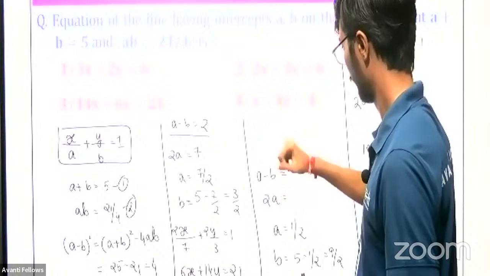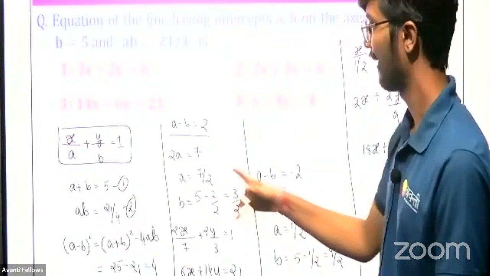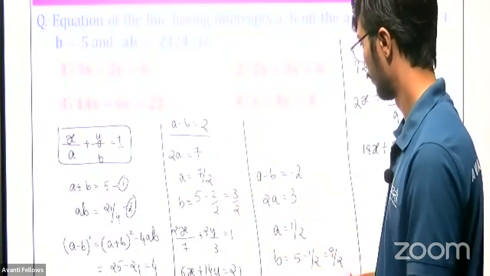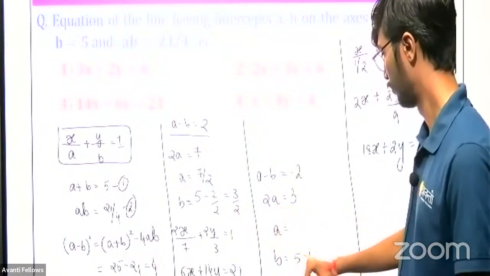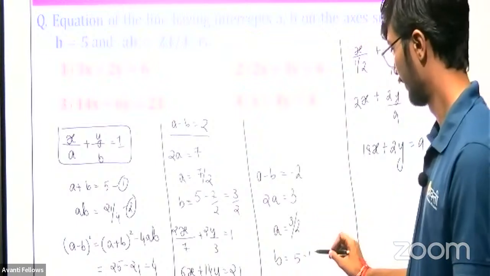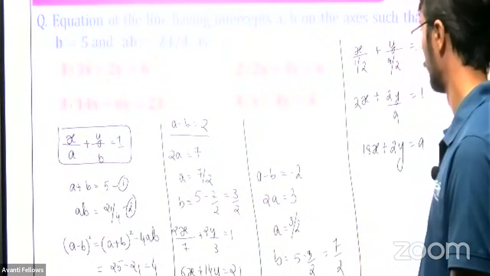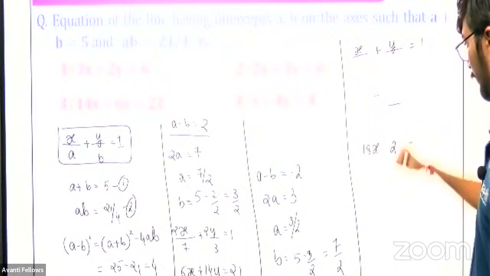So, if a minus b is equal to minus 2. If I add, I'll get 2a is equal to 3. So, a is equal to 3 by 2. And if a is 3 by 2, b will be equal to 5 minus 3 by 2, which is 7 by 2. And if I substitute it here, I think I'll get my answer.